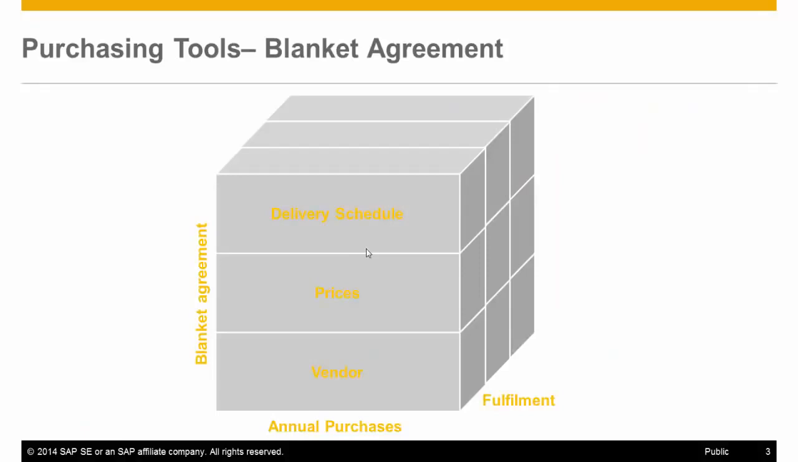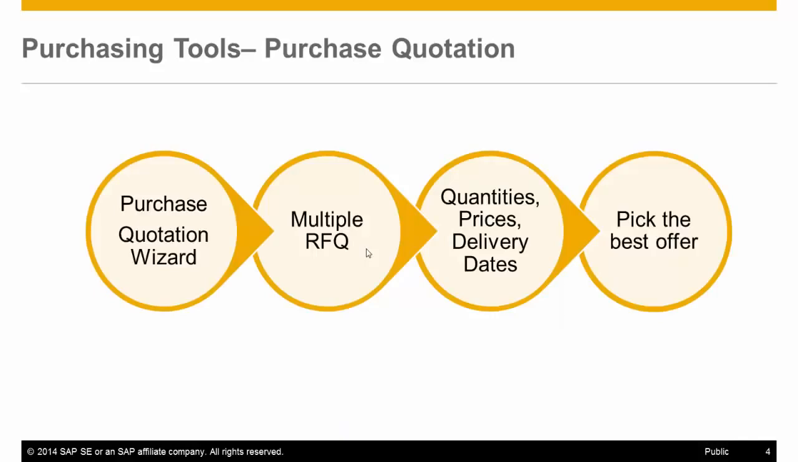With SAP Business One Blanket Agreement, you can plan your purchases for the entire year, including delivery schedule, and set prices with your vendor, and then you are able to keep track of fulfillment level at any point in time. For purchase of new items, use the Purchase Quotation Wizard tool, which allows you to send multiple quotations to your vendors, requesting proposals for quantities, prices, and delivery dates, and based on their replies, select the proposal that best fits your needs.